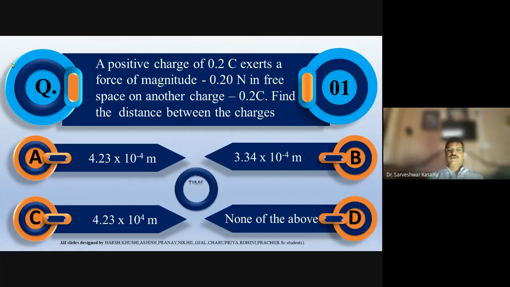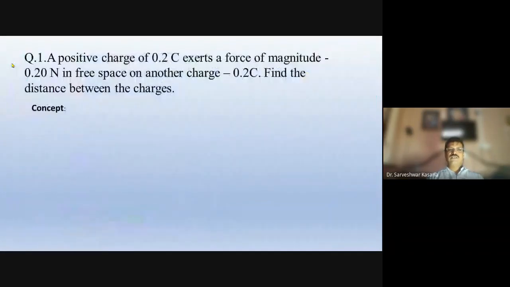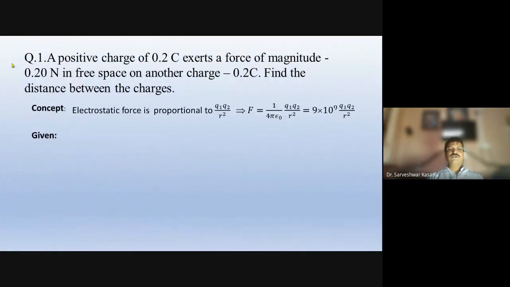Yes, the time is now up. The answer is 4.23 into 10 to the power 4 meter. So let us see how this answer comes. Let us use the concept of electrostatic force. Electrostatic force is proportional to Q1 Q2 upon R square. So force will be 1 upon 4 pi epsilon 0 Q1 Q2 upon R square.